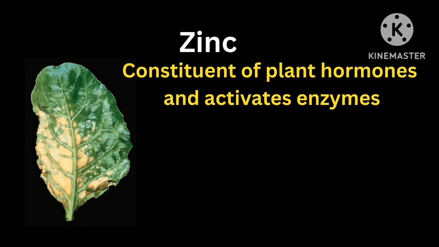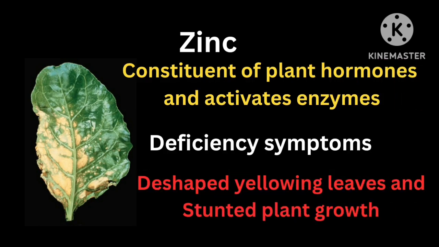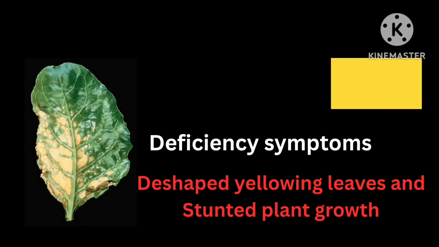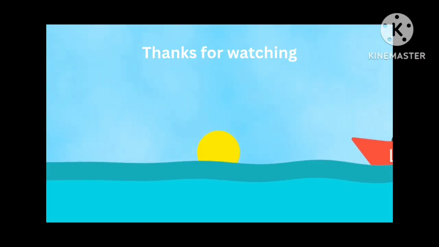Now, the last one is zinc. Zinc is the constituent of plant hormones and activates enzymes. Deficiency symptoms of zinc are D-shaped yellowing leaves and stunted plant growth. This is the end of the chapter.